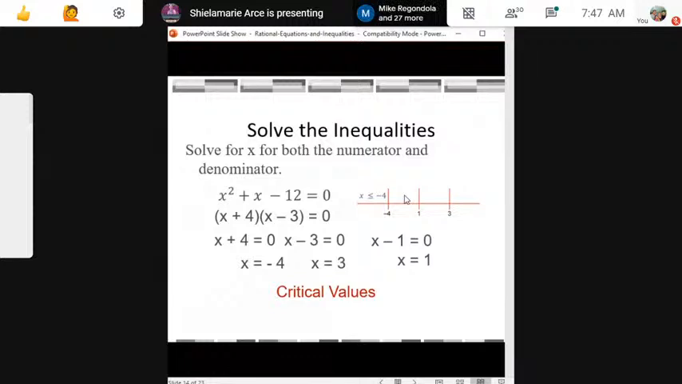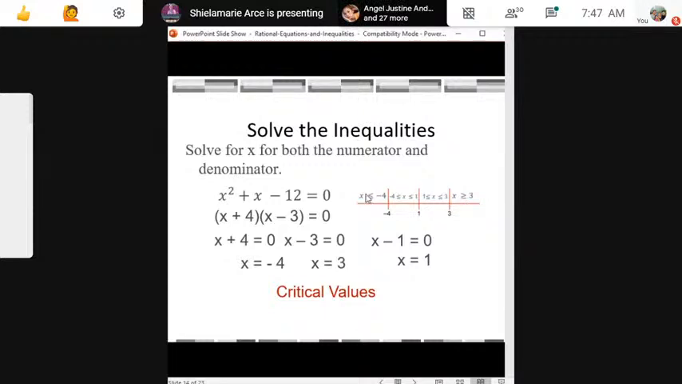The second portion, po, the second area is x is greater than or equal to -4 but less than or equal to 1. Yung boundary in between ni -4 and 1. The third will be the area between 1 and 3. So we have x is greater than or equal to 1 and less than or equal to 3. And lastly, those values na greater than or equal kay 3. Okay po? So siya yung apat natin na areas ng pagkukuhanan ng solution set.